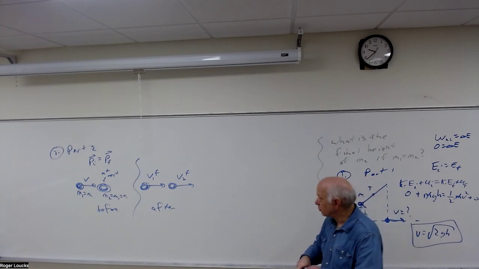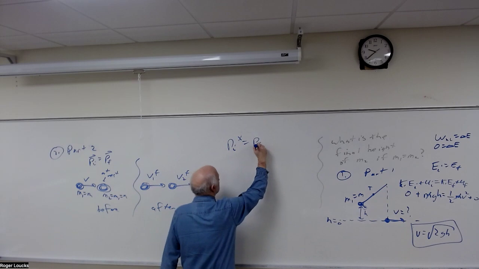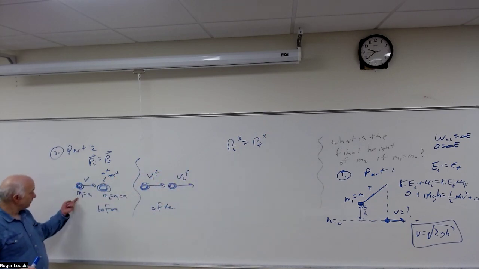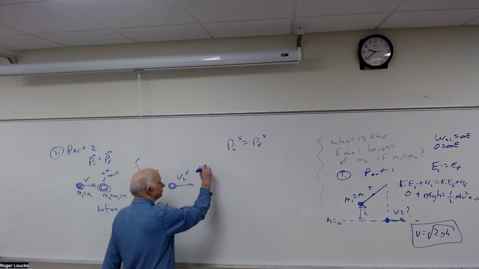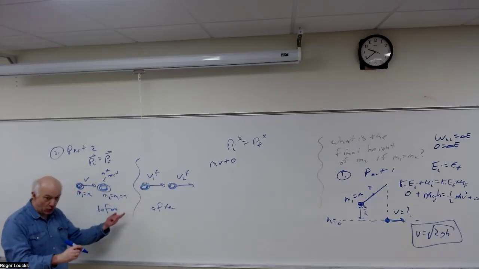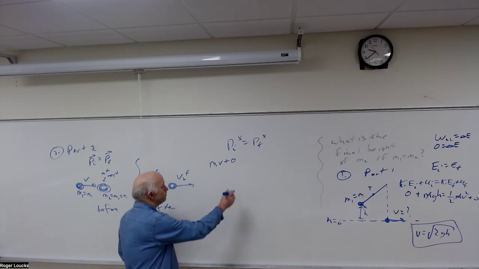Okay, so I'm going to say P initial X equals P final X. What is P initial X in this case? MV. So it's going to be this mass times this. I'm going to put in a plus 0 just to be pedantic, because you have to look at the whole system and this one's not moving.